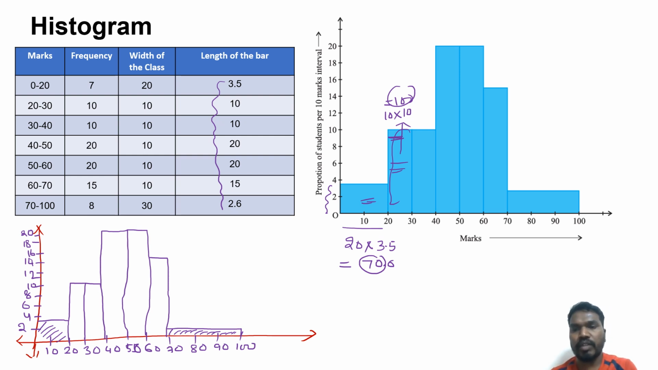Similarly you can verify this for the others also. So that is the way to construct the histogram. When you have uniform class widths, there is no issue, but when you have different class widths, you should recheck whether the areas of the rectangular bars are proportional to frequency or not. Clear?